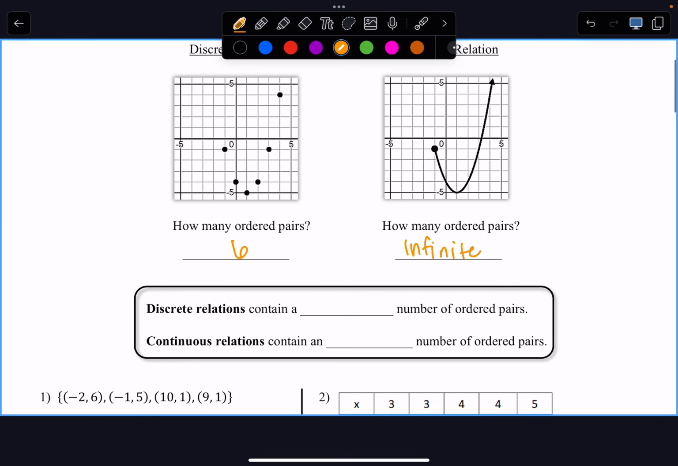Okay, so this picture right here, this is what we call a discrete relation, okay? Because there is a finite number. We can count them. A finite number of ordered pairs. However, if we have a continuous relation, basically we could draw it with our pencil, not make dots, but draw the curve, okay? Those contain an infinite number of ordered pairs.